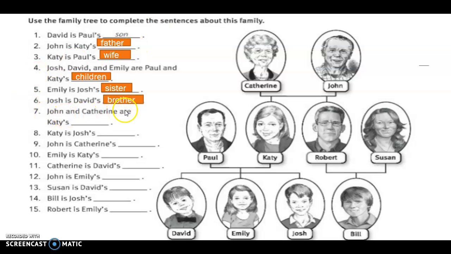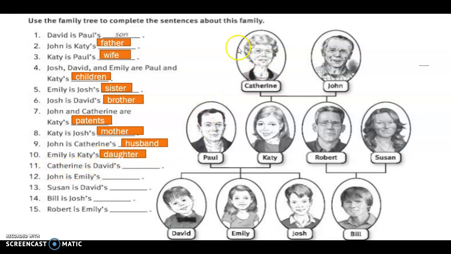John and Catherine are Kathy's parents. Kathy is Josh's mother, of course. John is Catherine's husband. Emily is Kathy's daughter.